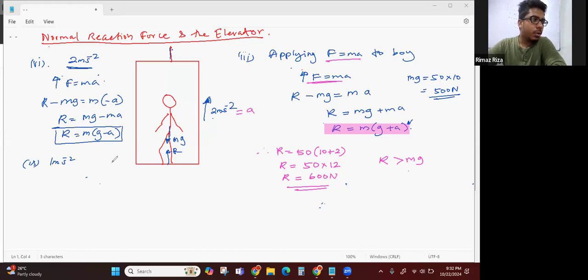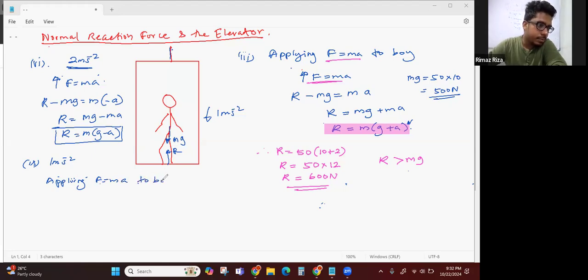Okay, so now in this question, the lift is moving vertically downward with an acceleration of 1 meter per second squared. Therefore, since the acceleration is vertically downward, I'm applying F equals ma vertically downward to the boy. So here, downward, F equals ma.